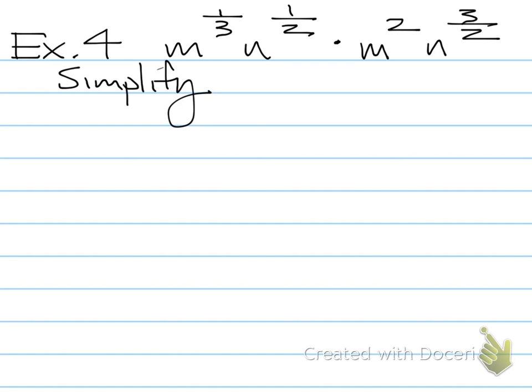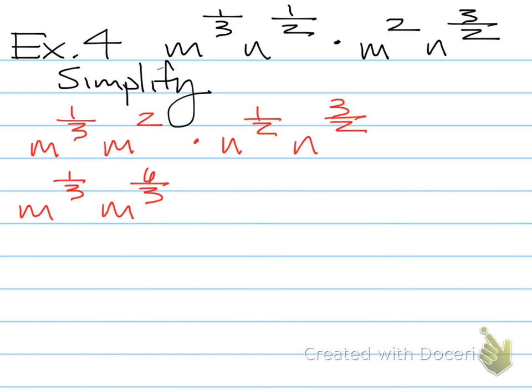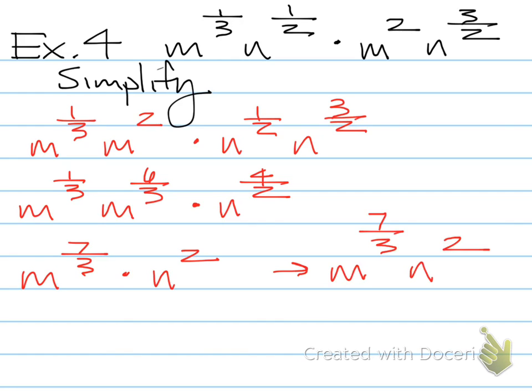And then for this one, we want to simplify it. So we want to rewrite the expression m to the 1/3. I just move the terms so that the m's are together and the n's are together. M to the 1/3 times n to the 2nd power. We want to write 2 so that it has the same denominator as 1/3. So we're going to write it as 6/3. 1/3 plus 6/3 is 7/3. And then 1/2 plus 3/2 is 4/2. 4/2 is the same thing as 2. And we just rewrite the expression as m to the 7/3 power n squared.